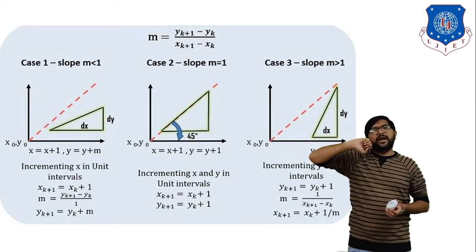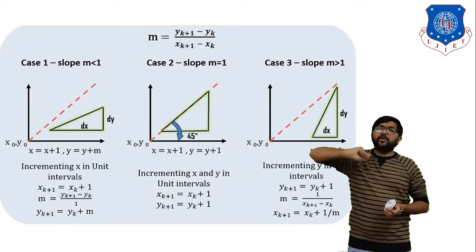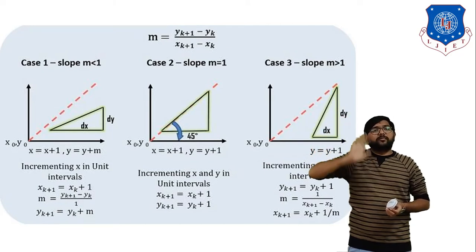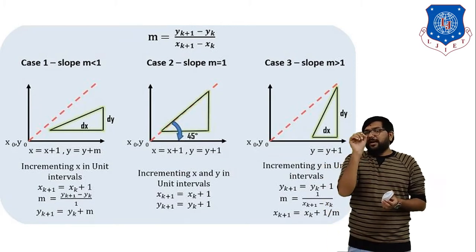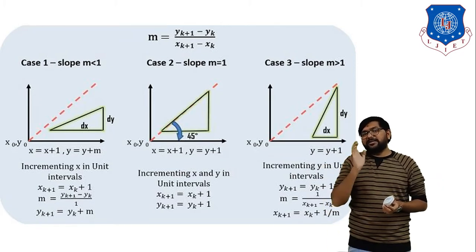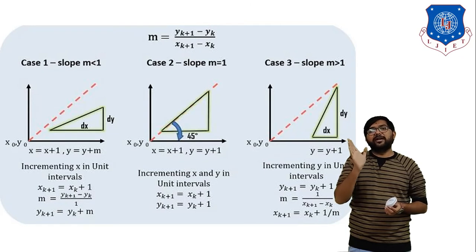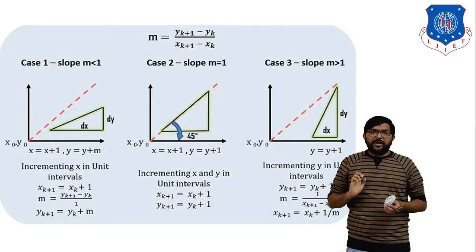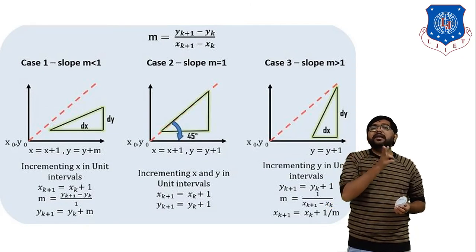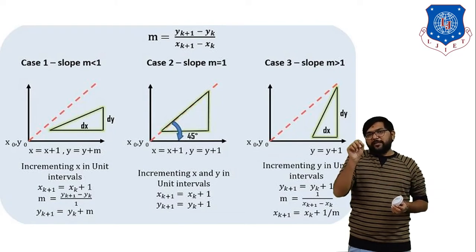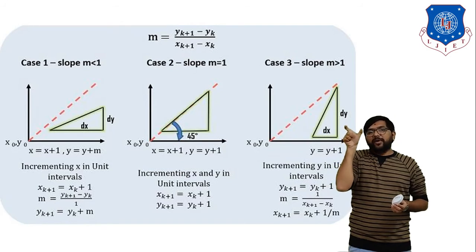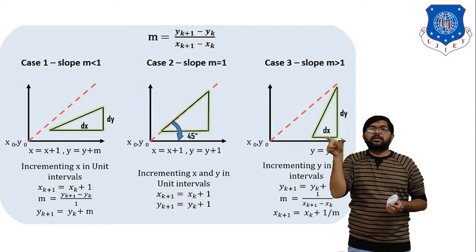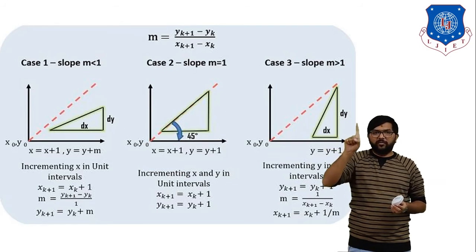If you can find the value of slope at any point of the line, then the value of slope is set. Clear? So if m is greater than 1, that means the value of the y coordinate is higher than the x coordinate. That's why we give 1 unit increment in the y coordinate. So yk plus 1 is equal to yk plus 1. And if you find the difference of y coordinate, that is 1.